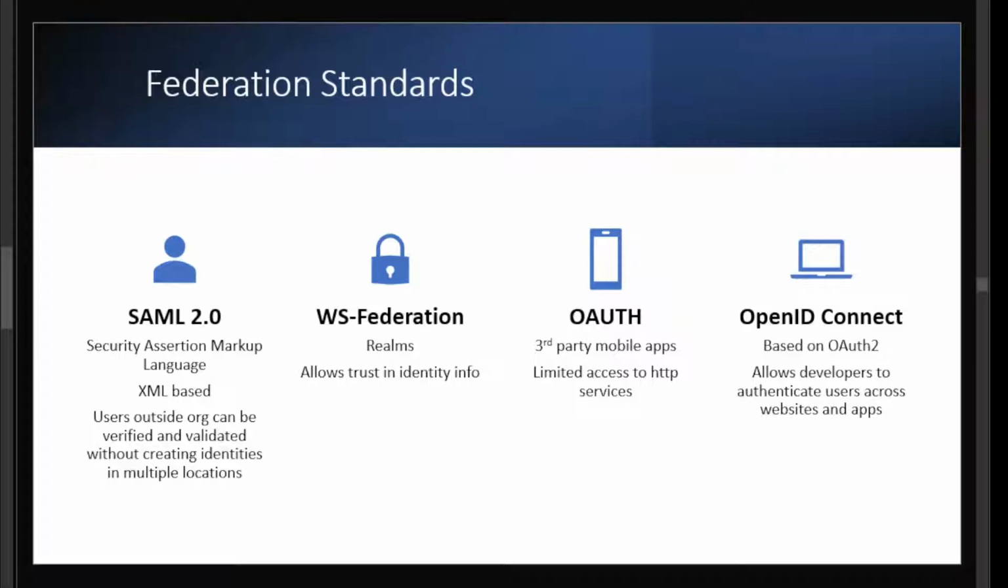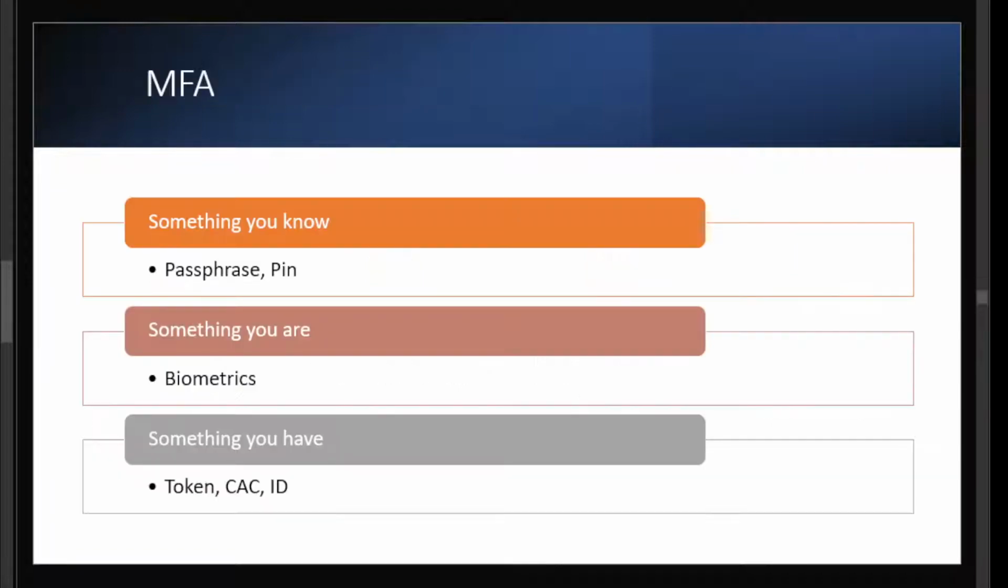OAuth is often used in authorization with mobile apps. The OAuth framework provides third-party applications limited access to HTTP services. OpenID Connect is an interoperable authentication protocol based on OAuth 2. It allows developers to authenticate users across websites and apps.